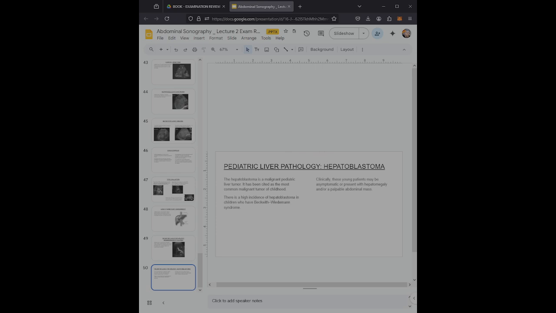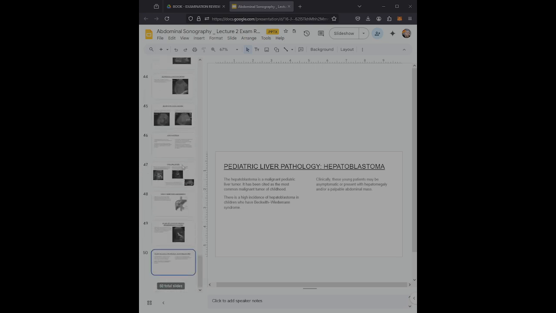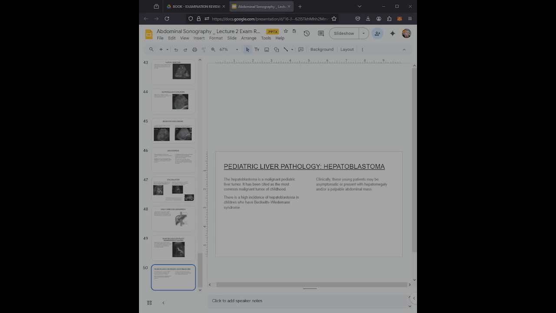Next we have hepatoblastomas. These are malignant pediatric tumors, and they're the most common malignant tumors of childhood. The patients have palpable abdominal masses, hepatomegaly, abdominal pain, weight loss, anorexia, and jaundice, as well as elevated alpha-fetoprotein levels. Sonographically, findings of hepatoblastomas are solid, hyperechoic heterogeneous masses, and the masses may contain some calcifications. And so that is the end of this portion of abdominal sonography.